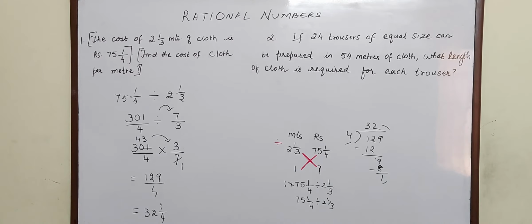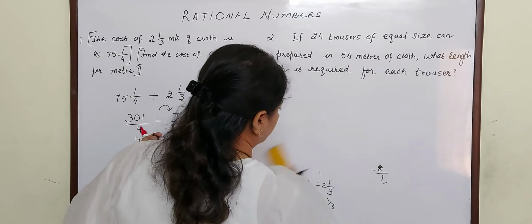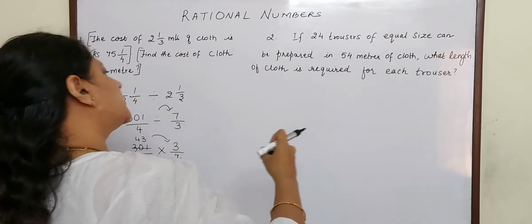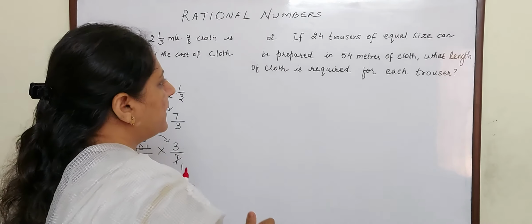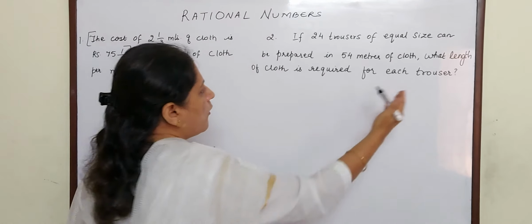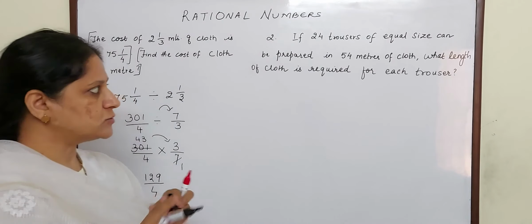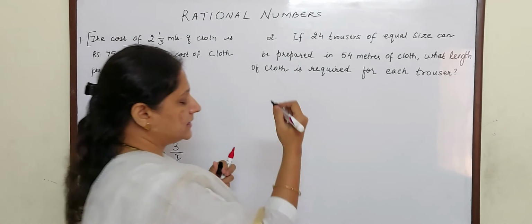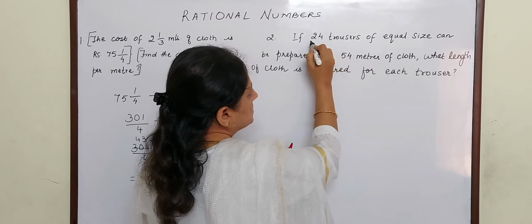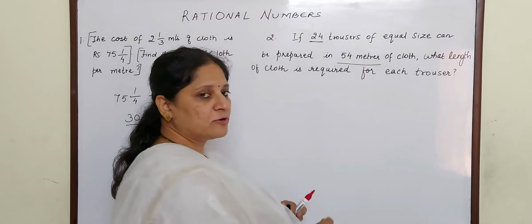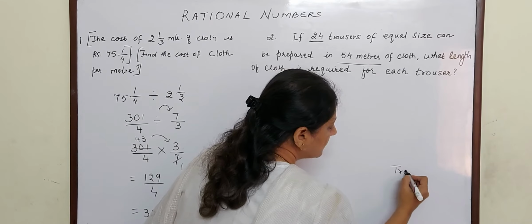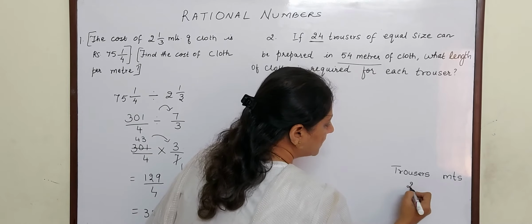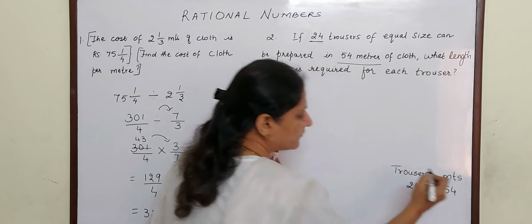Let us go to the next problem, children. If 24 trousers of equal size can be prepared in 54 meters of cloth, what length of cloth is required for each trouser? So here also they have asked about each. So we will do division, but which number? Let us divide this into 2. 24 trousers into 54 meters of cloth. So here the information is about trousers and meters of cloth. So 24 trousers can be stitched with 54 meters of cloth.